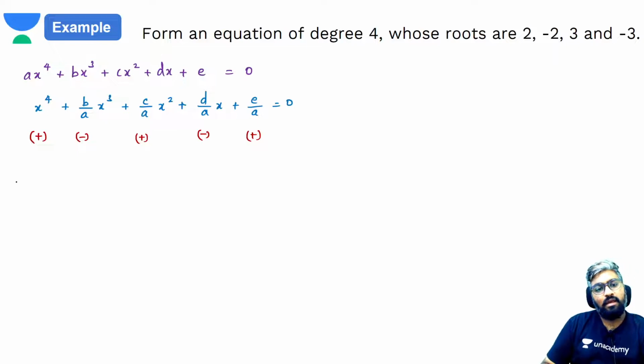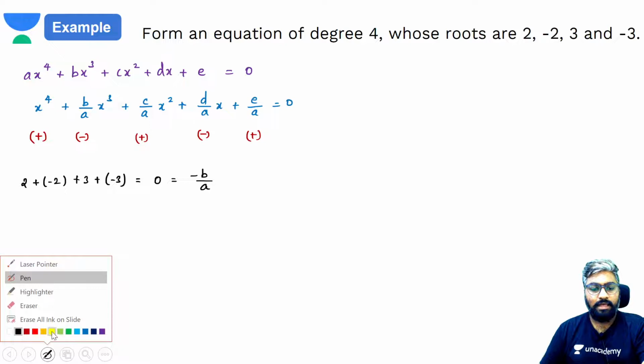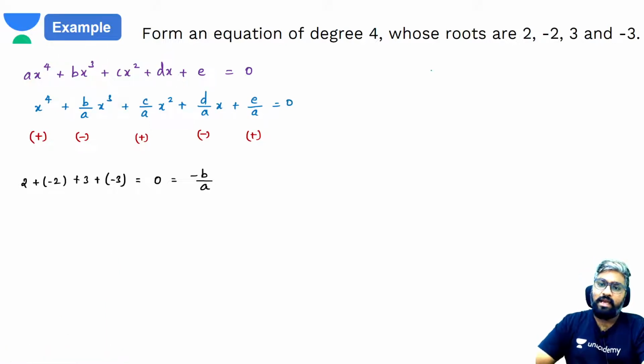Now let's go for the roots. Alpha plus beta plus, okay, if you don't want to use alpha beta gamma, then just do it like this: 2 plus minus 2 plus 3 plus minus 3 will be equal to what? 2 minus 2 cancel, 3 minus 3 cancel, this is 0. 0 is nothing but minus b by a. How will our equation look? First we will have x to the power 4 minus 0 times x cube.